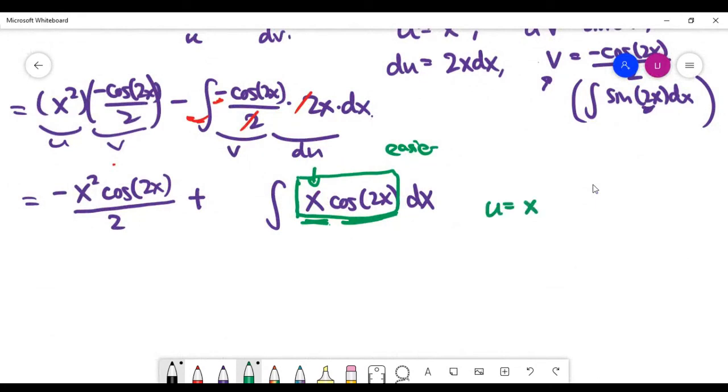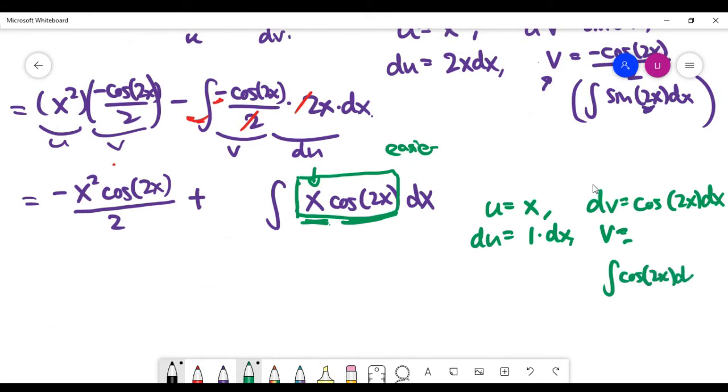So it means I let u be x and dv be the remaining term, which is cosine of 2x dx. And du is easy because the derivative of x is 1 times dx, and dv to v is an integral. Integration of cosine of 2x becomes a sine of 2x. You have to divide it by 2. And let's try to write down this integral in the green color. So it's uv minus the integral of v and du.